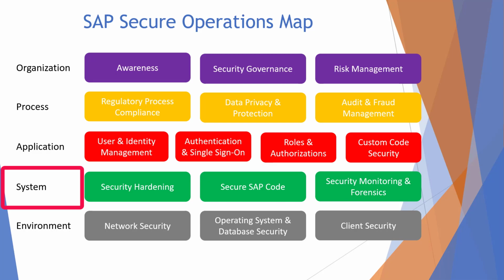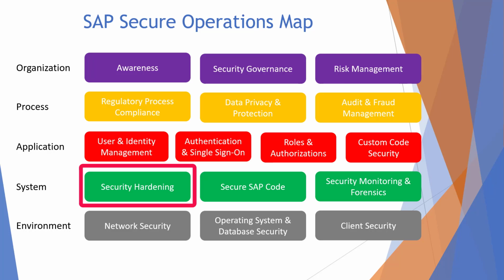The system layer addresses the SAP platform, which provides the foundation for all applications operated upon it. This platform is key to ensure that application layer controls cannot be circumvented by lower-level vulnerabilities. Security hardening primarily deals with secure settings such as system parameters and other configurations. However, it also includes the activation of security features and functionalities which need specific setup and configuration.